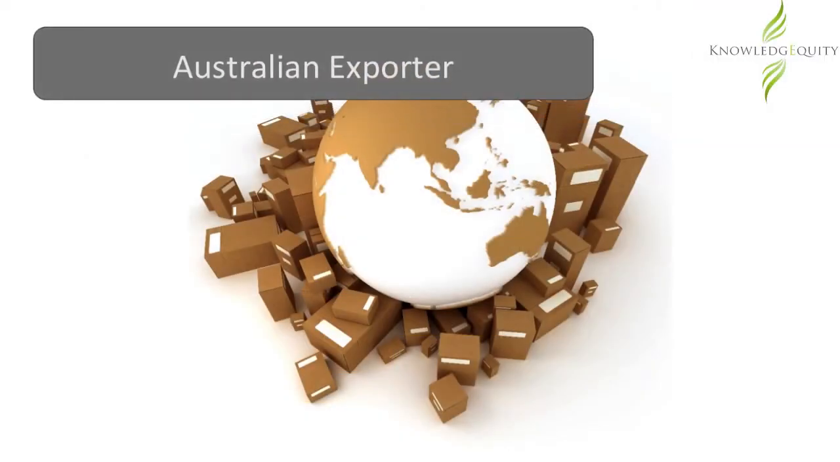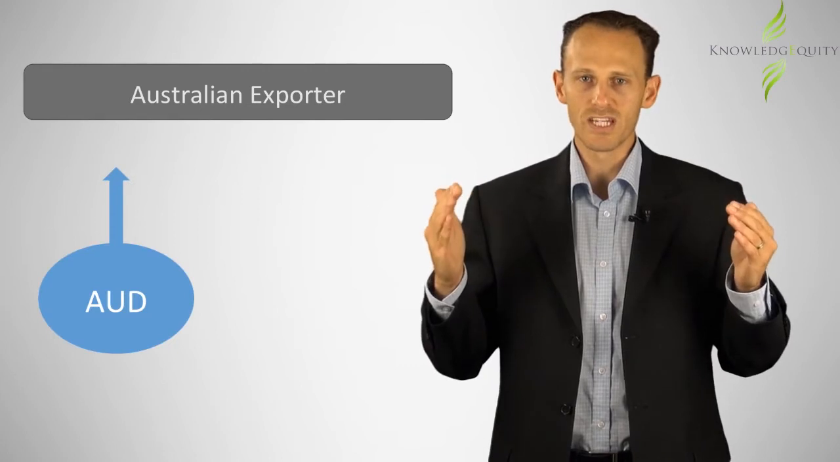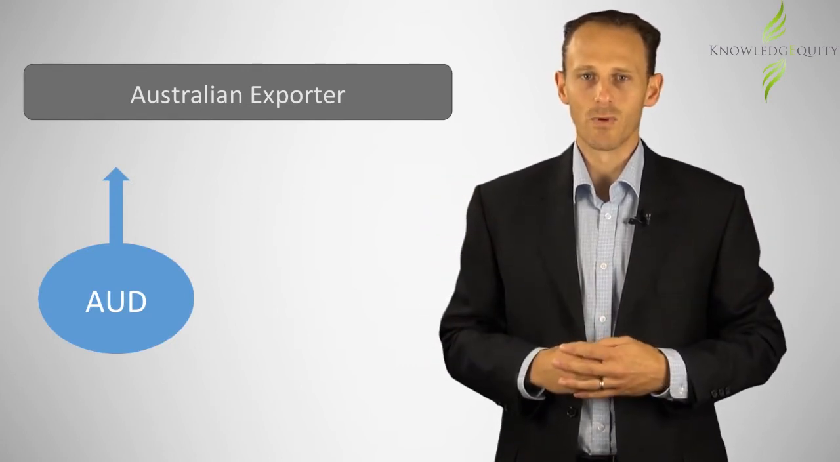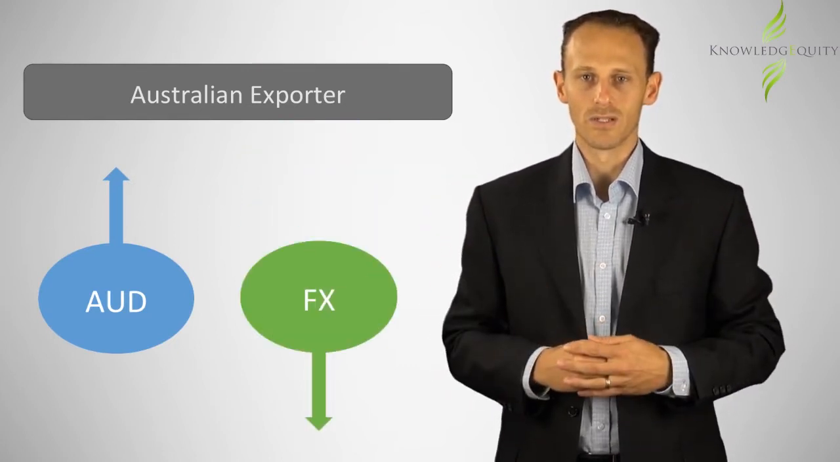An Australian exporter may sell goods quoted in a foreign currency. Upon receipt of the foreign currency, it will need to sell the foreign currency and buy Australian dollars. When the Australian dollar rises or appreciates, then the Australian exporter receives less Australian dollars from the foreign currency conversion.